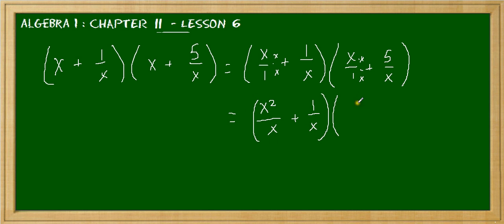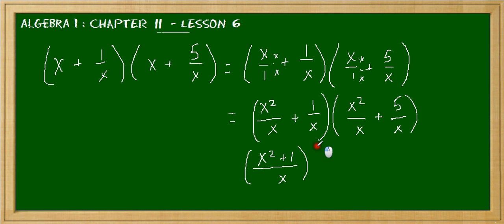And the same thing over here. We're going to end up with x squared over x plus 5 over x. Okay, so we know we can now express this as x squared plus 1 over x, right? And we can express this as x squared plus 5 over x. Okay, so having now this, we can actually multiply these two.